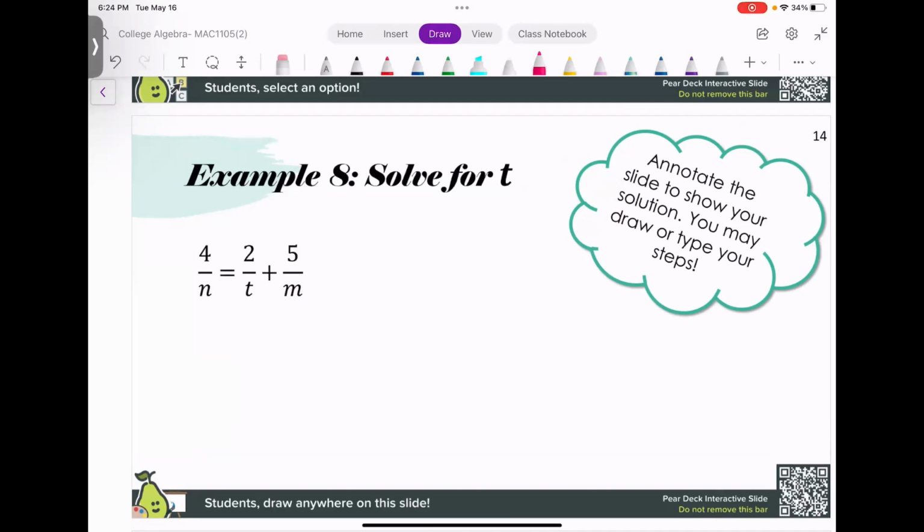This is another rational equation. Rational because it contains algebraic fractions, which are ratios.